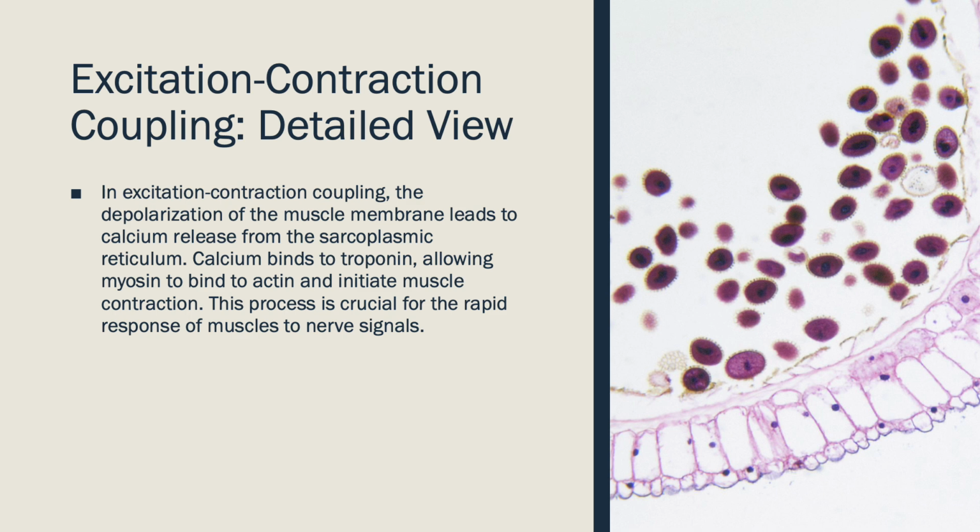So excitation-contraction coupling links the electrical excitation of the muscle to the mechanical contraction. Calcium is released from the sarcoplasmic reticulum, and it binds to troponin, and this facilitates the actin-myosin interaction. And proper calcium regulation is crucial for a controlled muscle contraction.